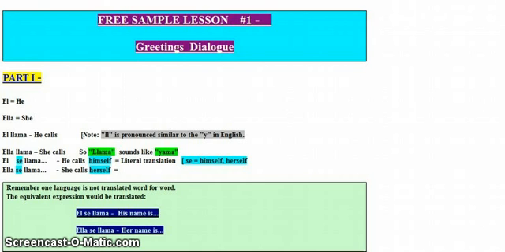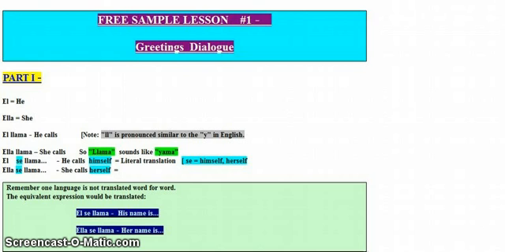She calls. Ella llama. He calls himself. Él se llama. The word se means himself or herself. He calls himself. Él se llama.